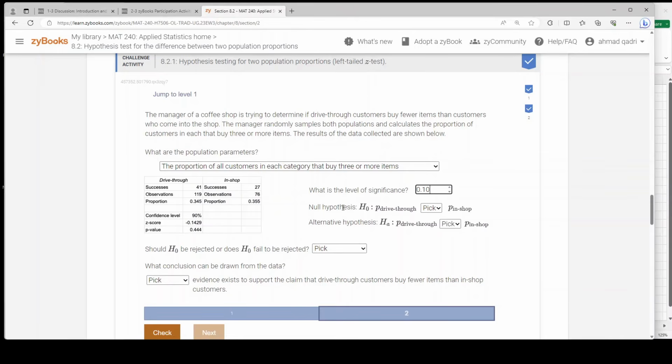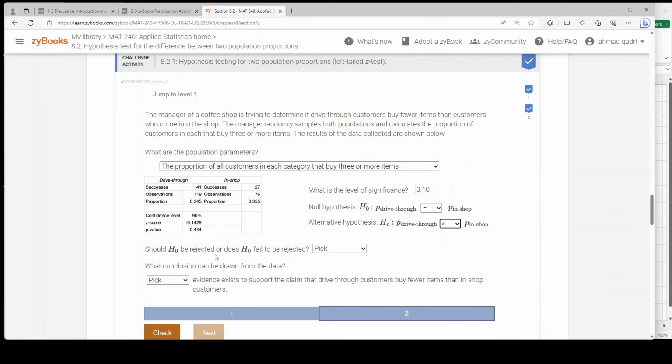The null hypothesis is that the proportion of drive-through equals proportion in shop. And the alternative is proportion drive-through is less than proportion in shop, right? Because the manager's claim, the manager was trying to determine if the drive-through customers buy fewer items than customers who come into the shop.